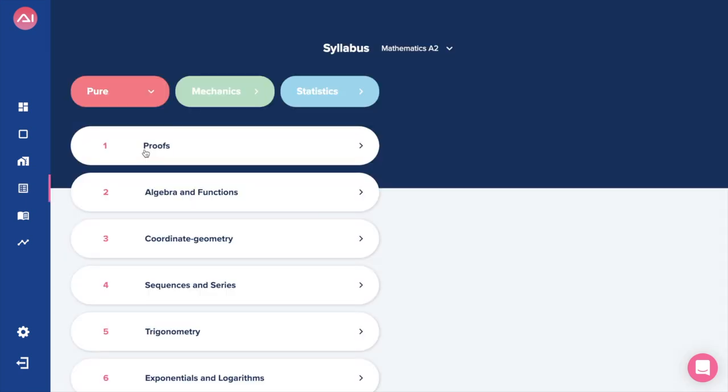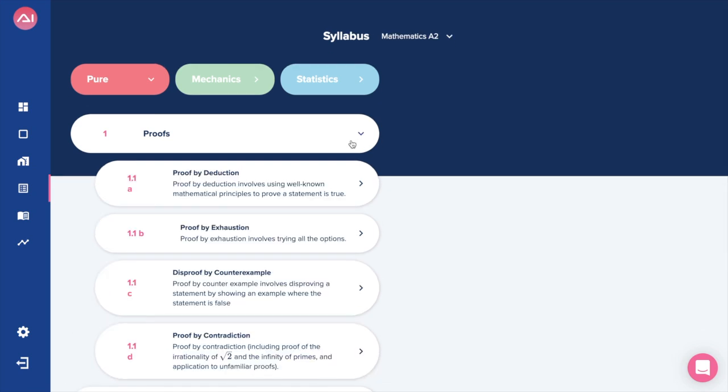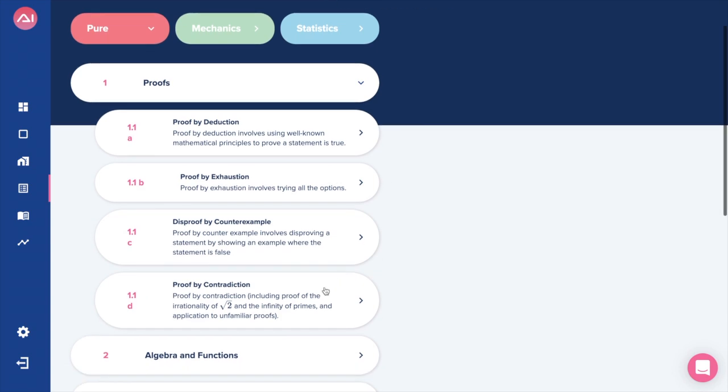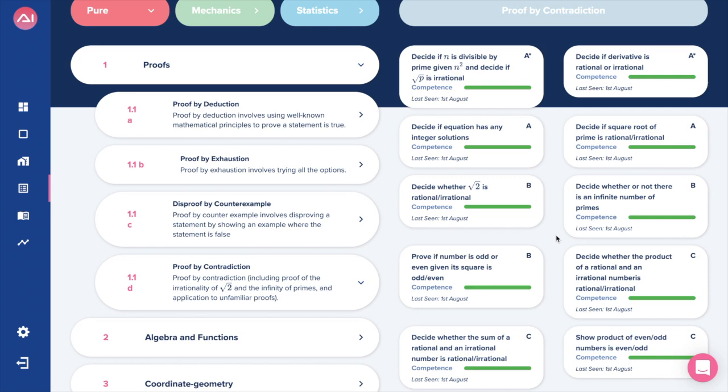So this is very similar to the topics menu. Everything is the exact same. The main difference is it's got a slightly nicer layout, making it easier for you to navigate. So I can click on, say, proofs, gives me a breakdown of the whole topic. I can say go into proof by contradiction, and it shows you what questions I'm competent in, what questions I'm not so competent in.